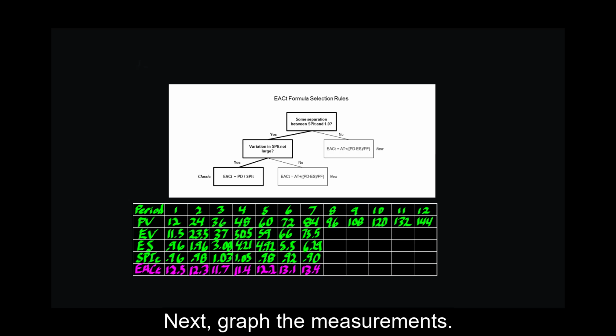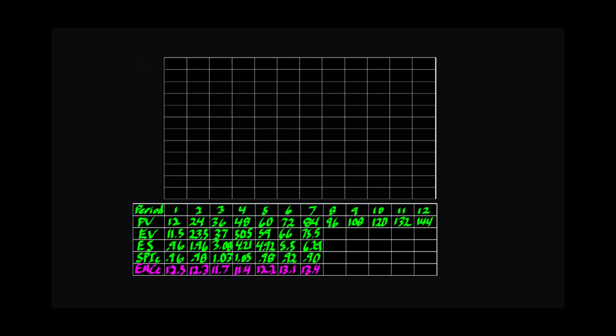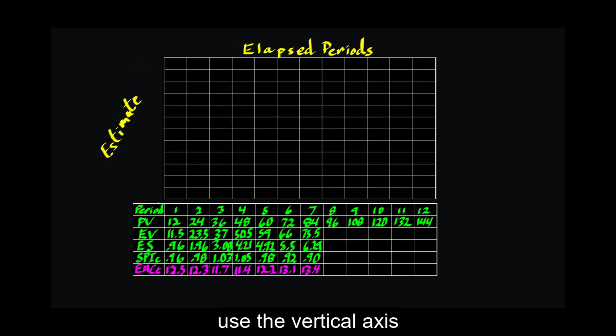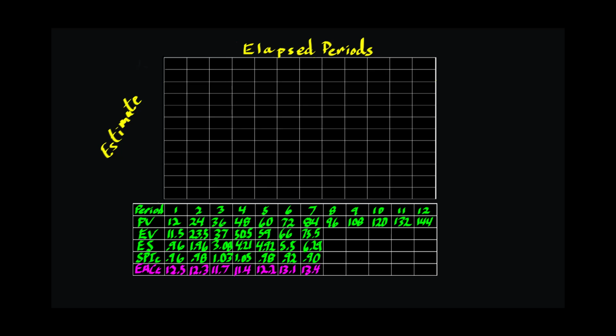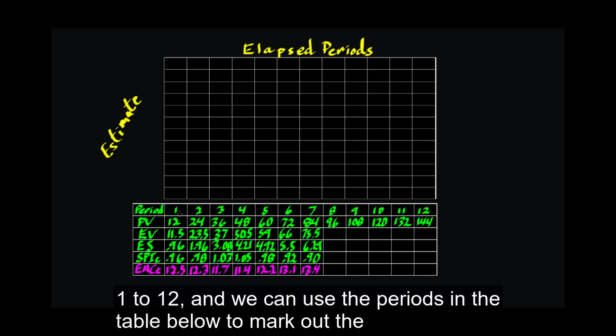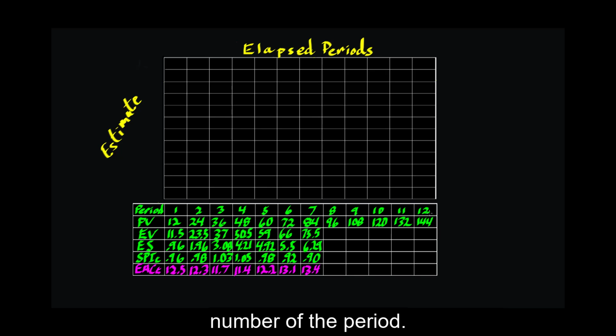Next, graph the measurements. On a simple XY grid, use the vertical axis for the values of the estimate and use the horizontal axis for elapsed periods. The periods extend from 1 to 12, and we can use the periods in the table below to mark out the number of the period.